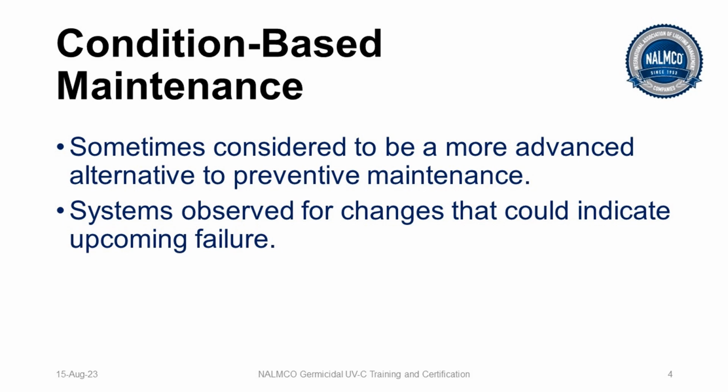Condition-based maintenance is sometimes considered to be a more advanced alternative to preventive maintenance. Systems observe for changes that could indicate upcoming failure, so that as something starts to fail, it's identified and then it's taken care of.